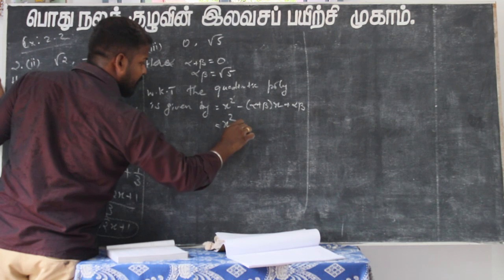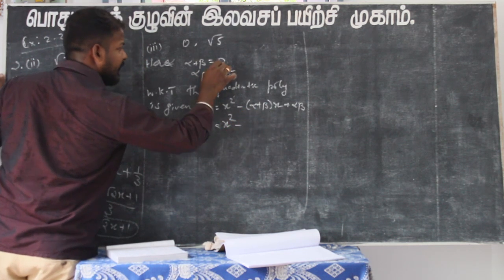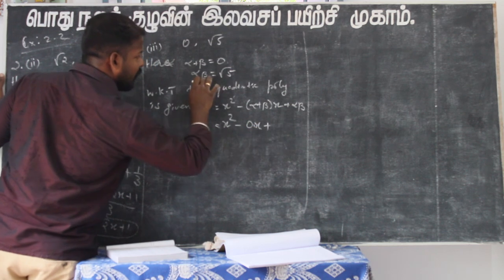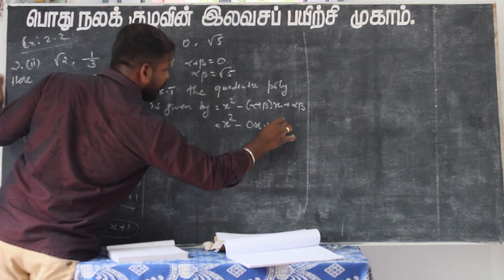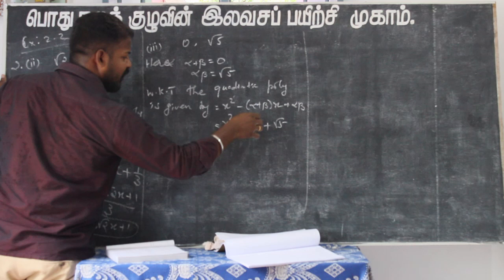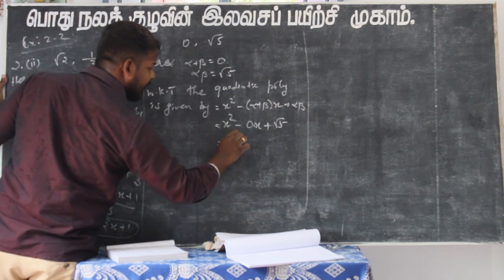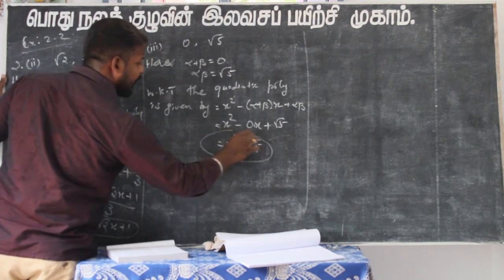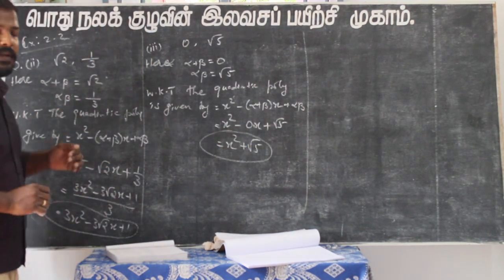So directly substitute here. What will we get? x square minus alpha plus beta, that is 0, so 0 into x, plus alpha into beta, root 5. 0 into anything you will get 0. So finally you will get x square plus root 5. This is your required quadratic polynomial.